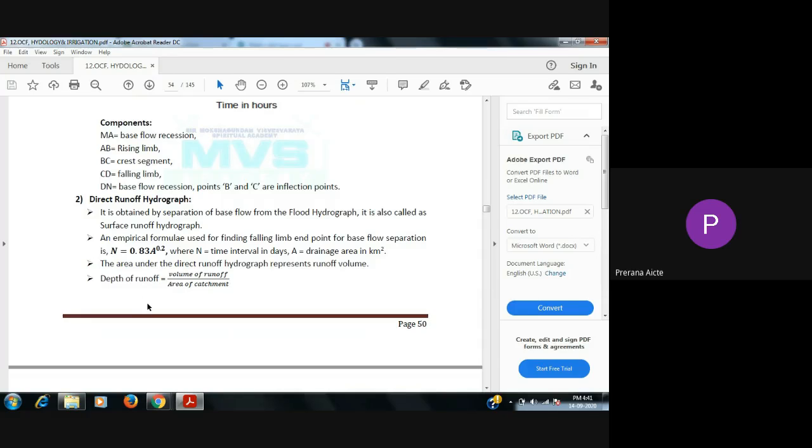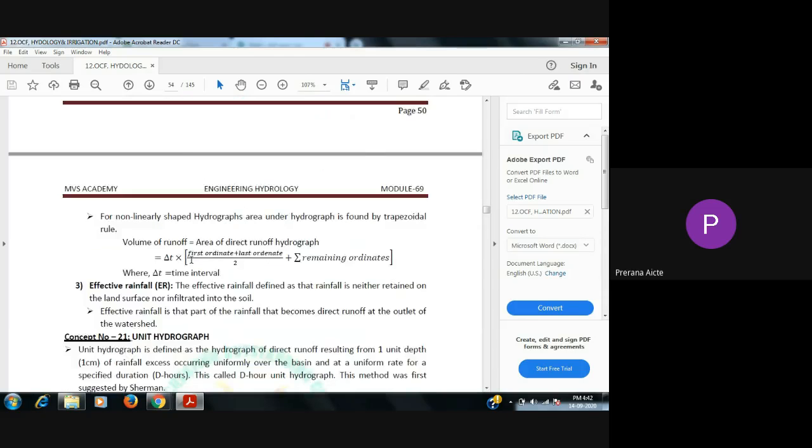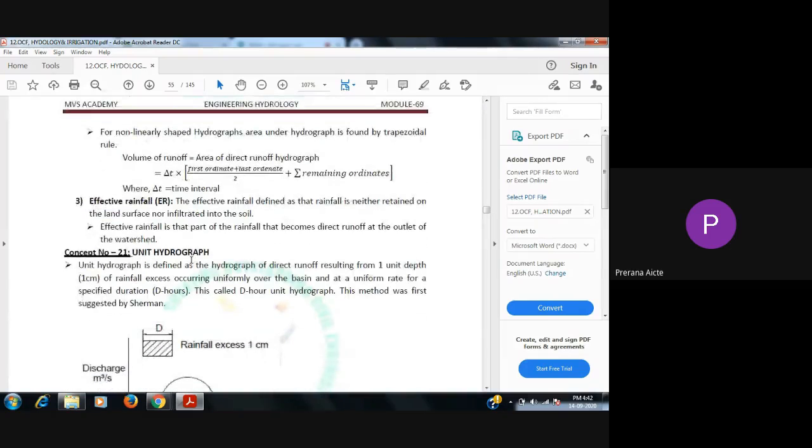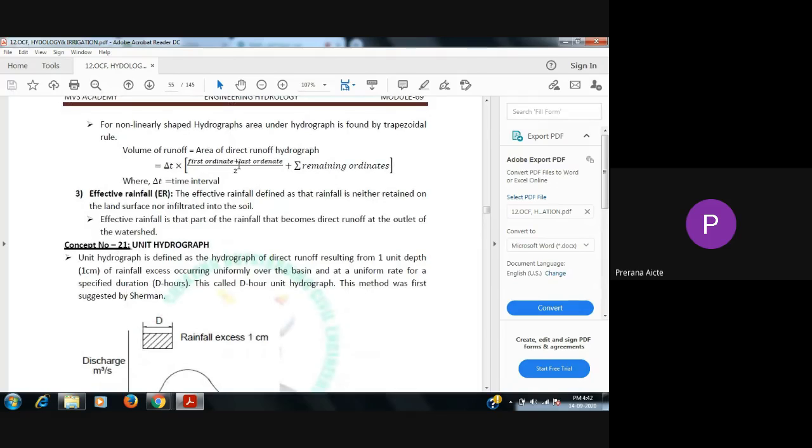So the depth of runoff equals the volume of runoff divided by the area of catchment. Volume is in cubic meters and area of catchment is in square kilometers. You get meters, which you multiply by 100 to get the depth of runoff in centimeters. The volume of runoff is found with the trapezoidal formula, first ordinate plus last ordinate, A plus B by H, that is, the area of the direct runoff hydrograph. This is the formula which can be applied.